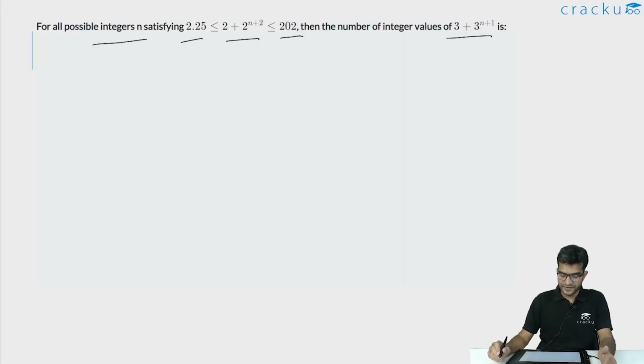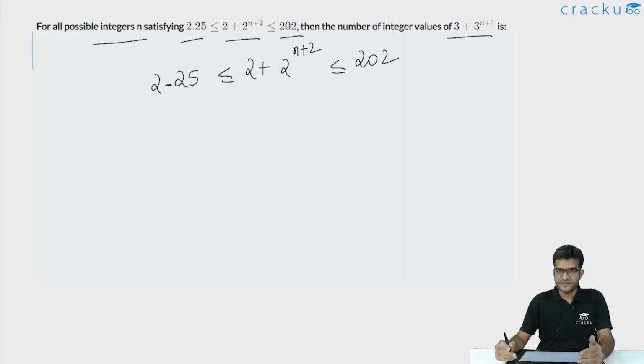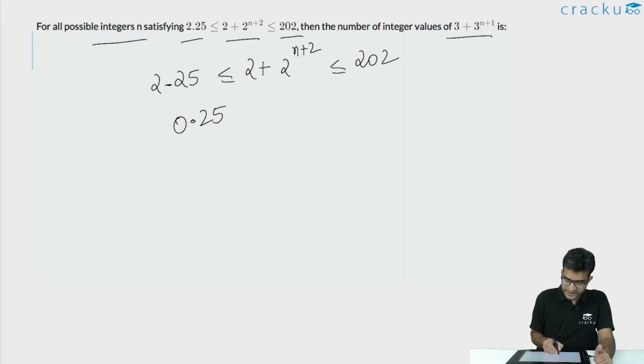If you are looking at the inequality that is given to us, 2.25 is less than or equal to 2 plus 2 to the power n plus 2, which is less than or equal to 202. If you are subtracting 2 from all the inequalities, we are going to get that 0.25 is less than or equal to 2 to the power n plus 2, which is less than or equal to 200.